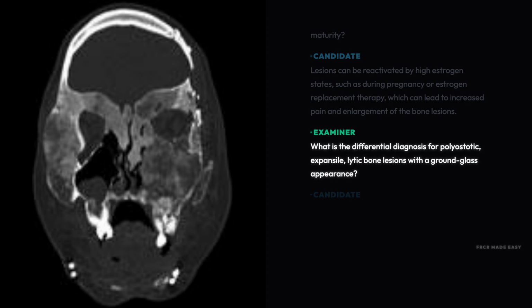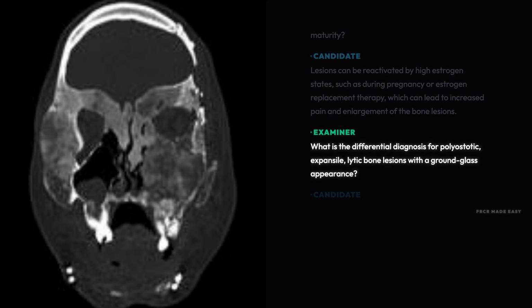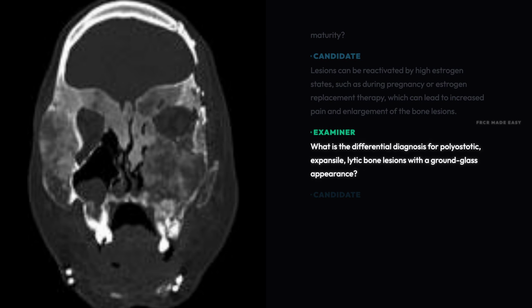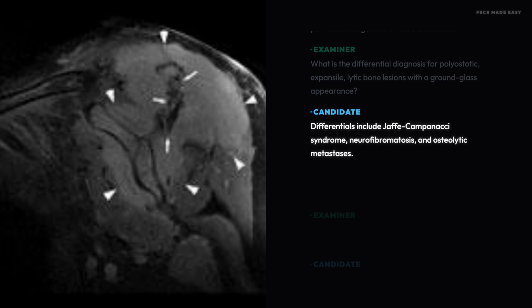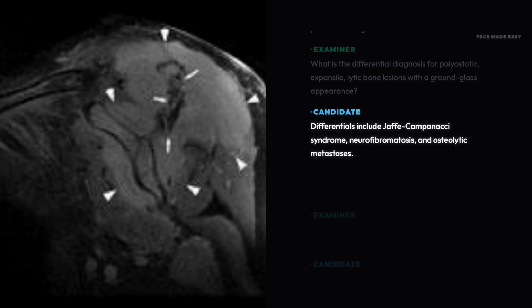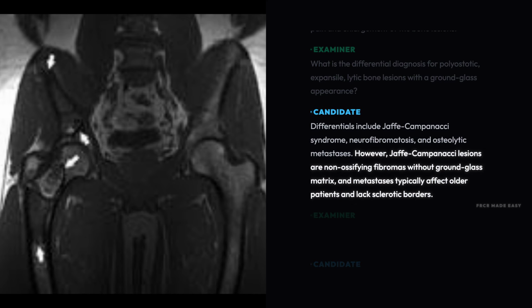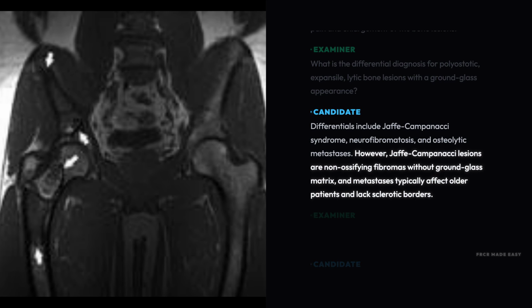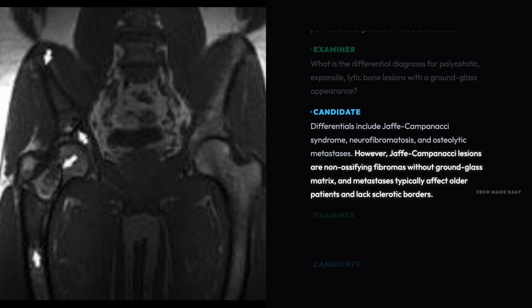What is the differential diagnosis for polyostotic, expansile, lytic bone lesions with a ground glass appearance? Differentials include Jaffe-Campanacci syndrome, neurofibromatosis, and osteolytic metastases. However, Jaffe-Campanacci lesions are non-ossifying fibromas without ground glass matrix, and metastases typically affect older patients and lack sclerotic borders.